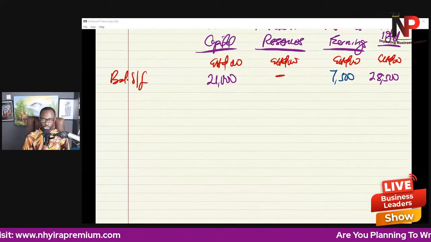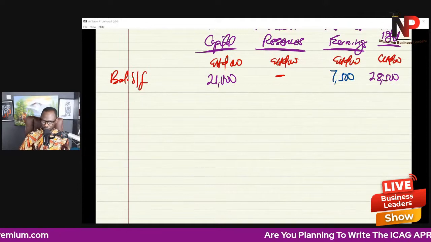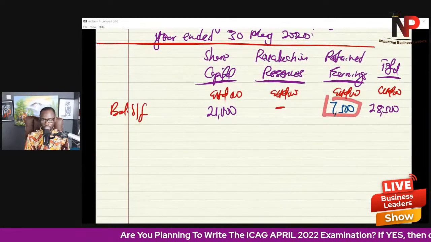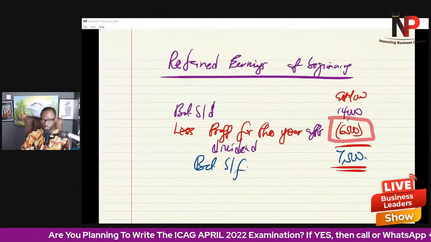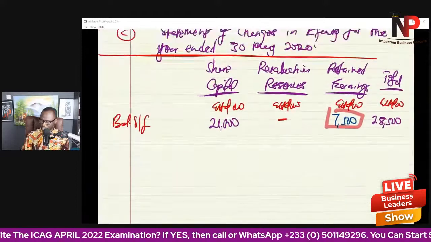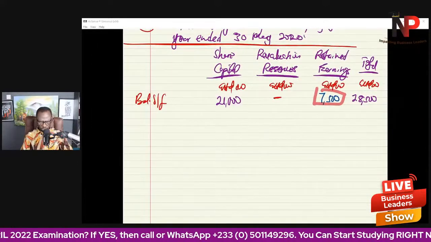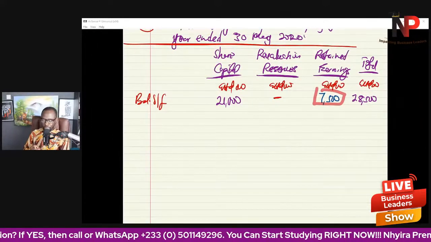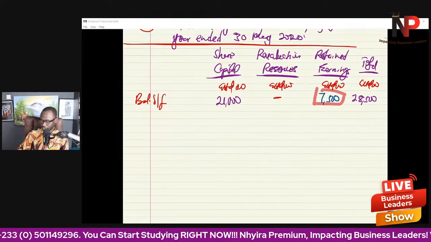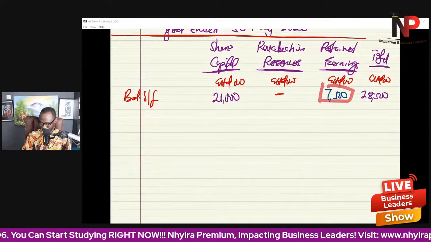So that is the opening balance. Note that in this question, we are not given the opening balance, but you have to figure it out, and that's how we figure it out. Now, once we have the opening balance, we need to bring in the various items such as the profit for the year.